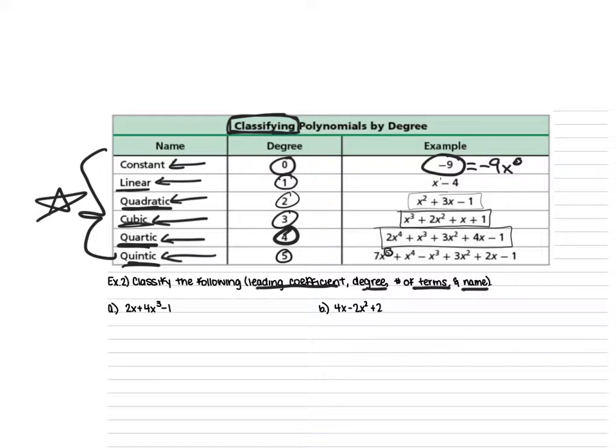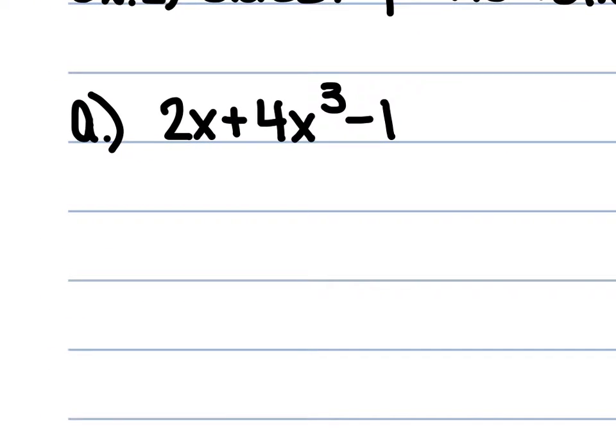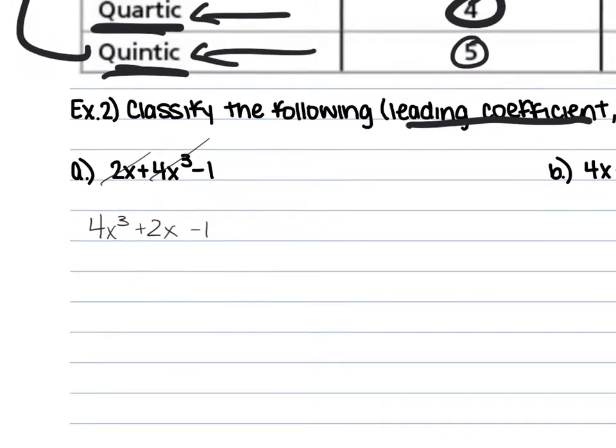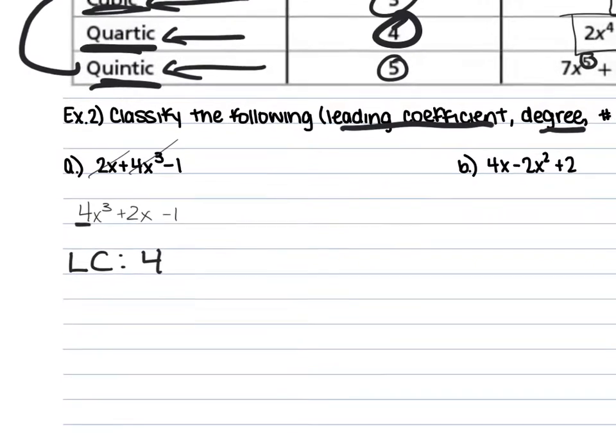So we're going to do a couple things here. First of all, we should rewrite this in standard form. Somebody tell me what to write. 4x cubed, that's the highest power. Plus 2x, that's the next highest power. Minus 1. Now we have it in standard form. Now we can answer those questions. So what is the leading coefficient? 4. It's the number that is out front.